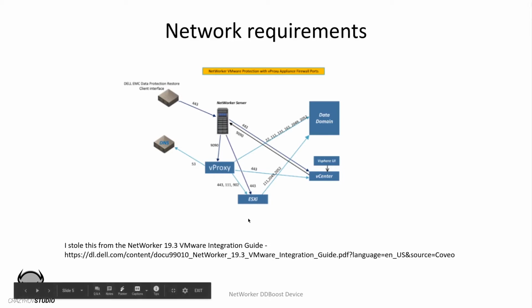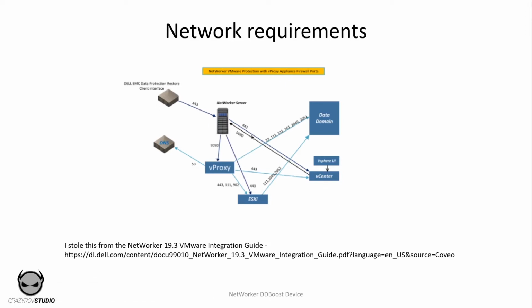Next port is between the vCenter server and the NetWorker server, and this is for the vSphere client VM backup and restore plugin that is installed on the vCenter. Then we have, between the ESXi server and the Data Domain, ports 111, 2049, and 2052, which are required for the file level restore and also for instant recovery.